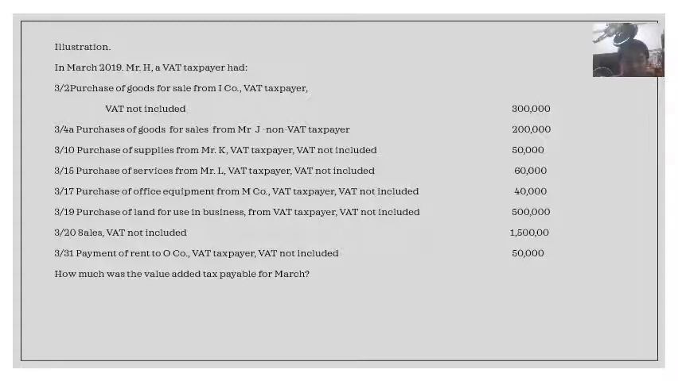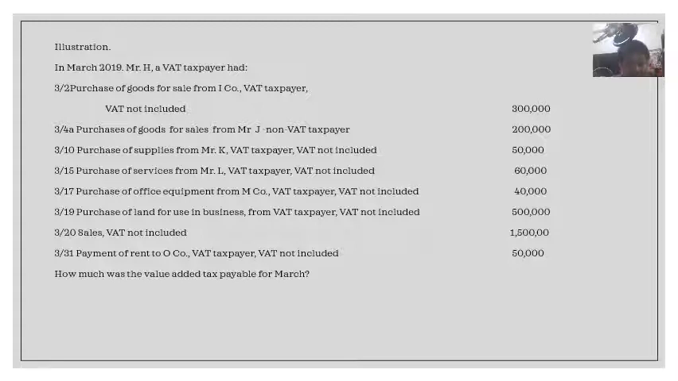So, ano pa ba ang source ng input tax natin aside from yung 300 at saka yung 50? Yung March 15, purchase of services, VAT not included, VAT taxpayer, si Mr. L. So, yes, 60,000 times 12%. Compute. Magkano yung input tax nun? Kasama yan. Purchase of equipment, M company, VAT taxpayer. So, pwede rin. So, 40,000 times 12%.